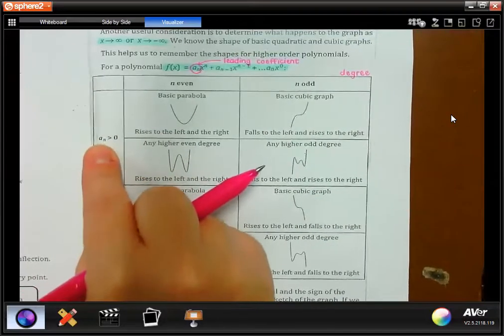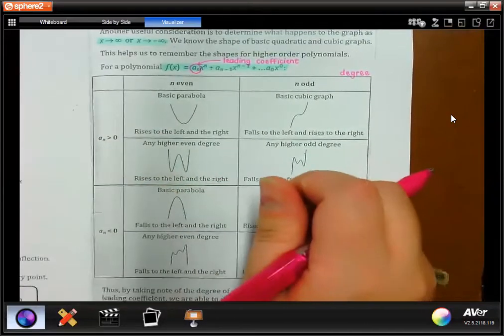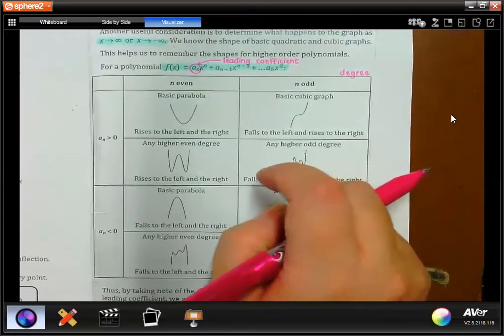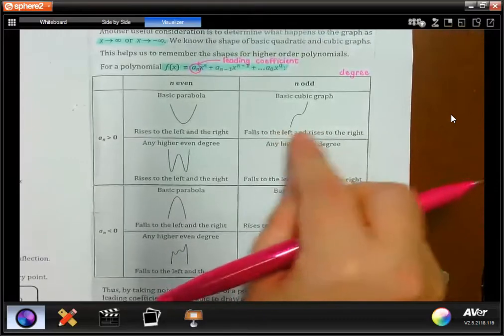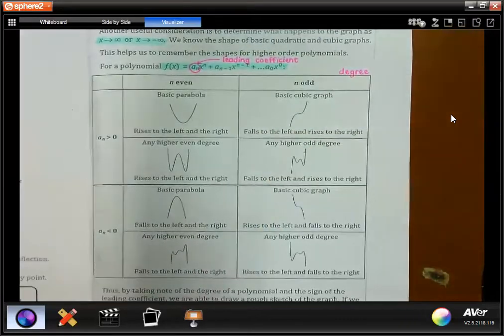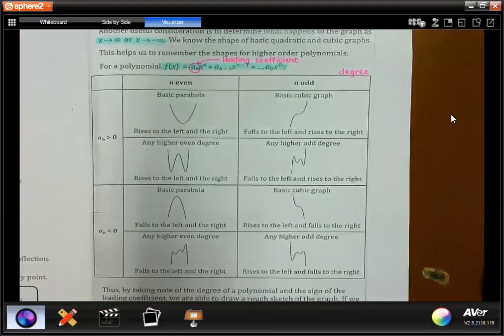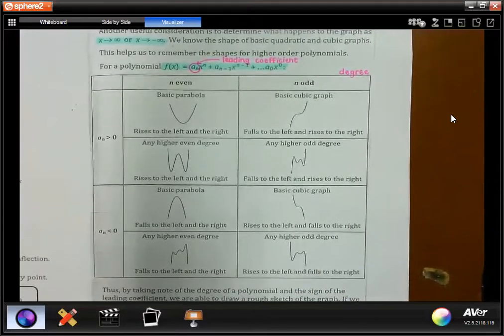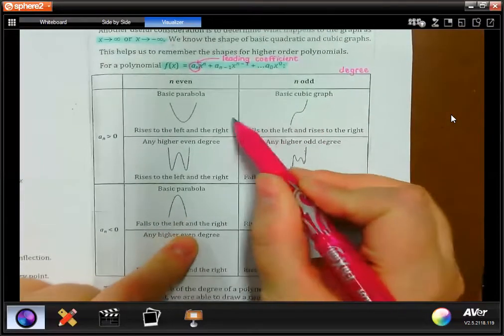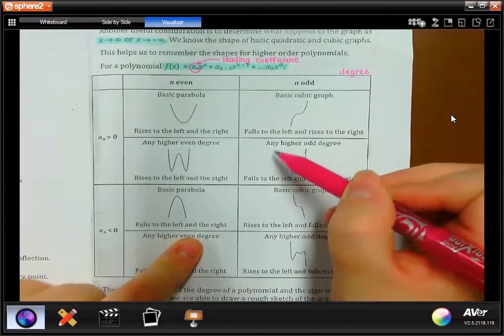Now, if your a value is positive for a cubic graph, it is an increasing one. It starts by going up, and then to the right, it will also rise. So this is what they're saying. They're saying falls to the left, and rises to the right. We haven't really used that terminology before, but does that make sense? On the left-hand side, it's almost like it's falling. The y values, as you're tending towards negative infinity, are getting smaller. So as you're going to the left, the y values are getting smaller. That's what they say.